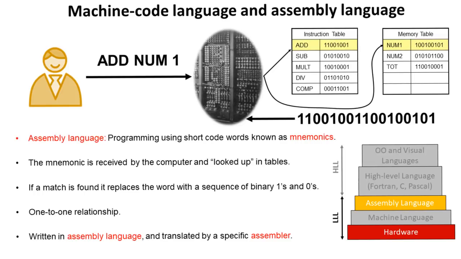Assembly languages are written in assembly and they're translated by a specific assembler for that particular make and model of computer. So the command add num1 would translate using an assembler into a different machine language specific set of ones and zeros on one computer using its assembler from another computer with its assembler.